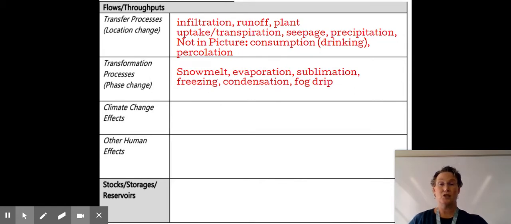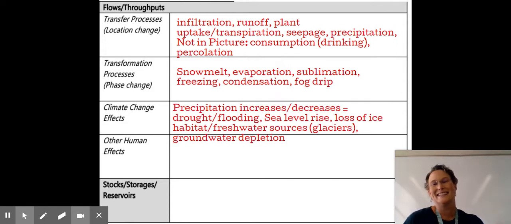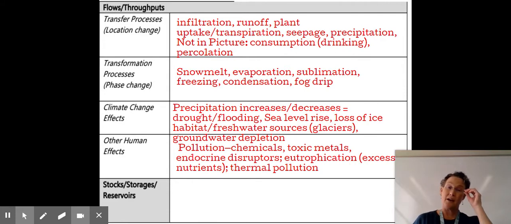So you also have transformational processes like snowmelt, evaporation, sublimation, freezing, condensation, and fog drip. And then you have climate change effects. Precipitation can increase or decrease, droughts or flooding, sea level rise from melting ice caps and thermal expansion of the ocean, loss of ice and habitat and freshwater sources like glaciers, and groundwater depletion. And then other human effects, there's pollution, chemicals, toxic metals, endocrine disruptors. Oh, wait, I love talking about endocrine disruptors. I got a lot of stuff to tell you on that.